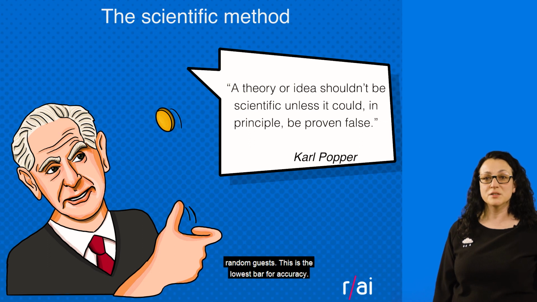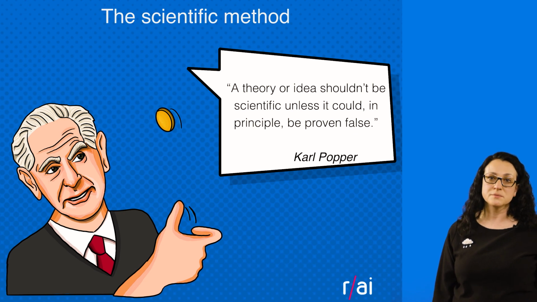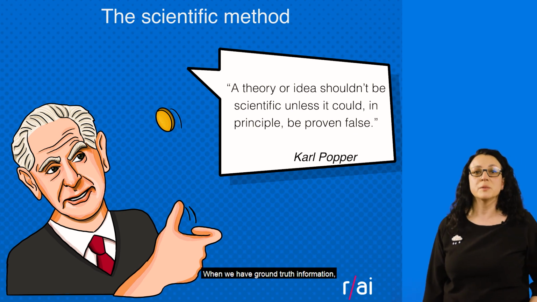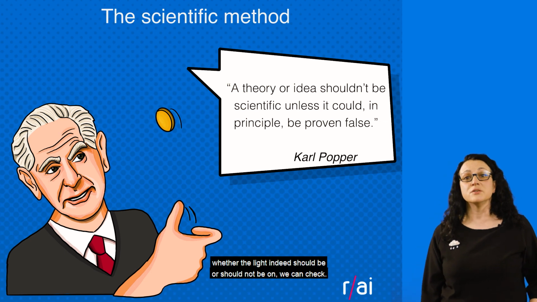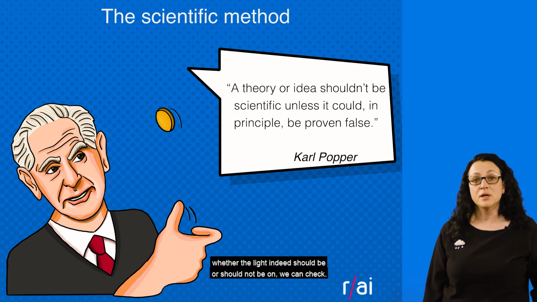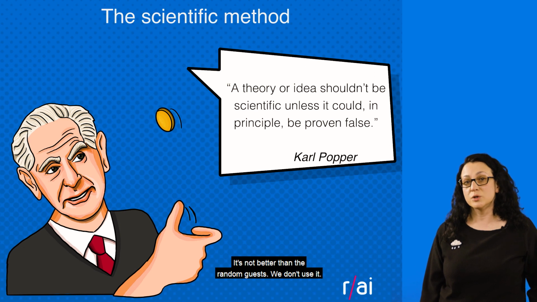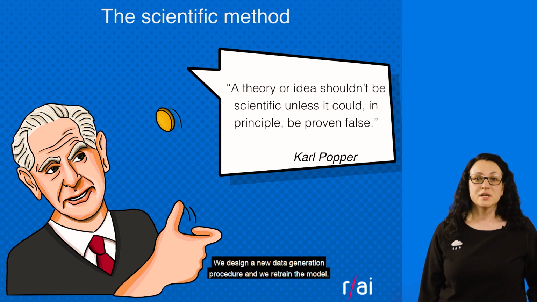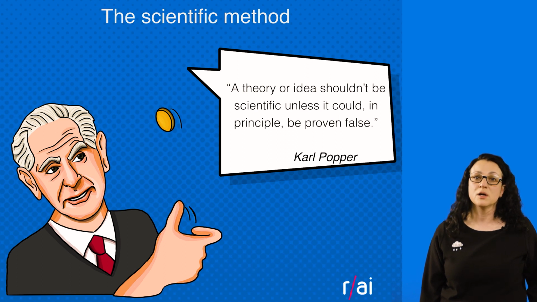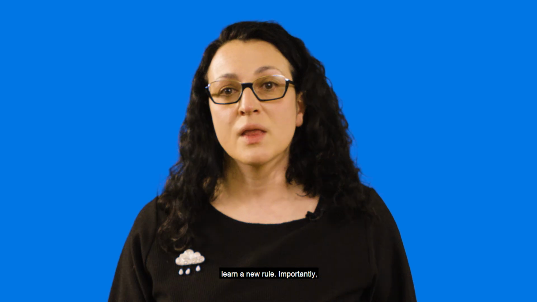The crucial question, does the classifier work, is formalized as, are the classifier's predictions more accurate than a random guess? This is the lowest bar for accuracy. You don't need a fancy AI to be flipping coins. When we have ground truth information, whether the light indeed should be or should not be on, we can check. And if the hypothesis is falsified, meaning the classifier doesn't work, it's not better than a random guess. We don't use it. We design a new data generation procedure and we retrain the model, learn a new rule.